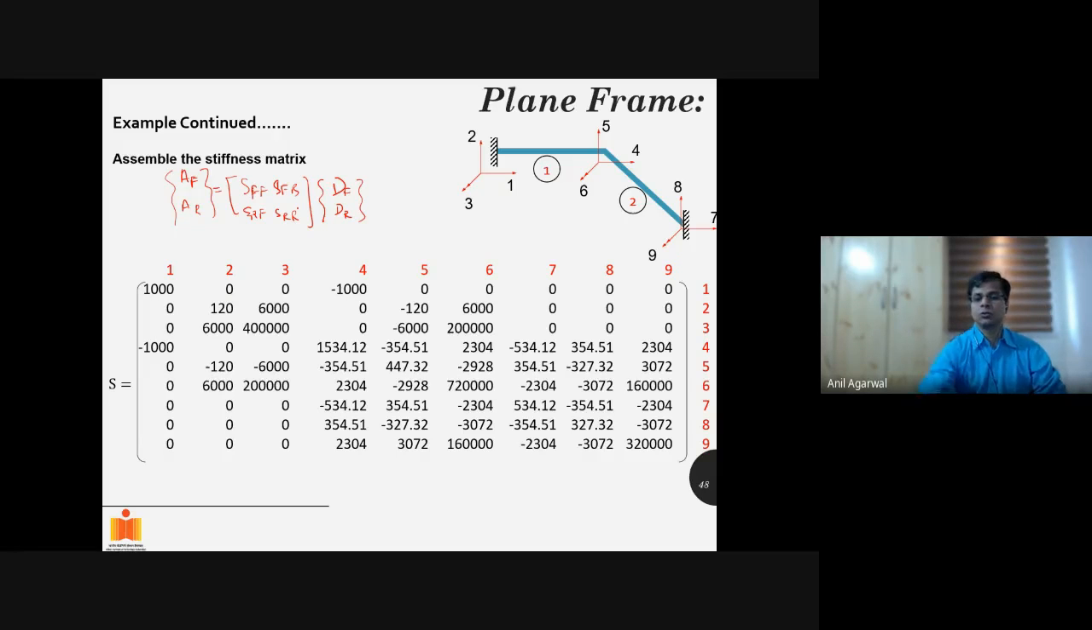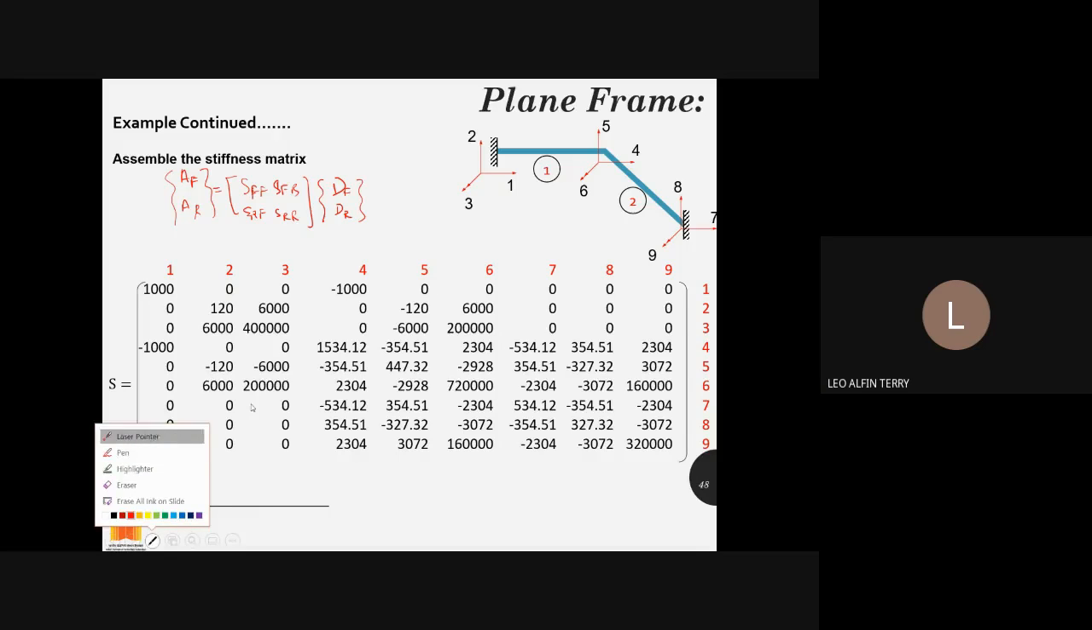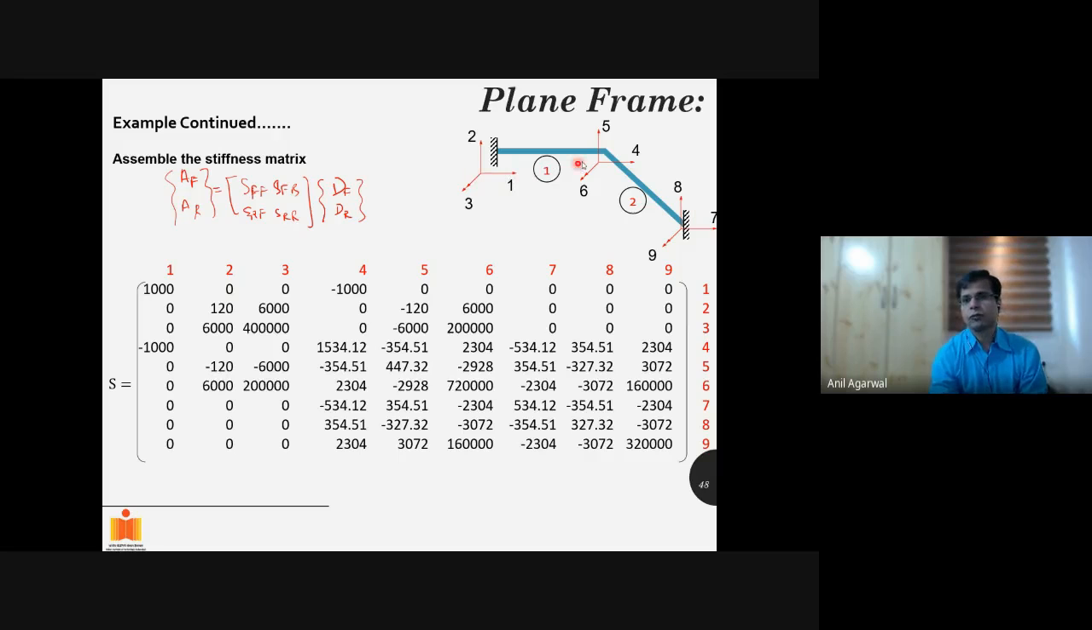The same thing we need to do now. But for that, I have to move the terms belonging to the free degrees of freedom to one side and the terms belonging to restrained degrees of freedom to the other side. So there are a total of 9 degrees of freedom, 1, 2, 3, 4, 5, 6, 7, 8, 9 marked here. Which of these are free and which of these are restrained? 4, 5, 6 free. Yes. So 4, 5, and 6 are free.